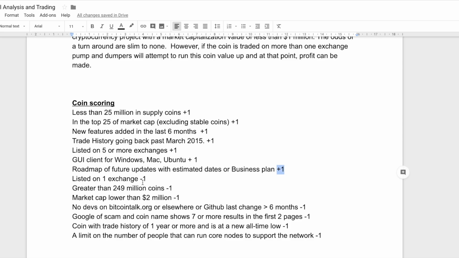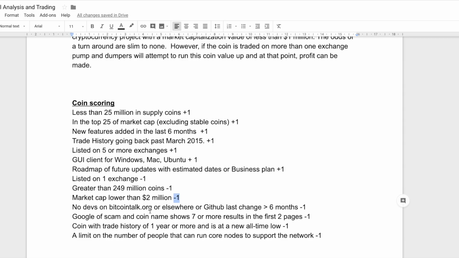Now, to get a negative number, for example, most coins will get +1 here, but this is when some of those points start getting taken away. If they're listed on only one exchange, you get a -1 point. If they have greater than 249 million coins, sorry, that's just too many. -1. If the market cap is lower than $2 million, sorry, this coin is very weak. -1.